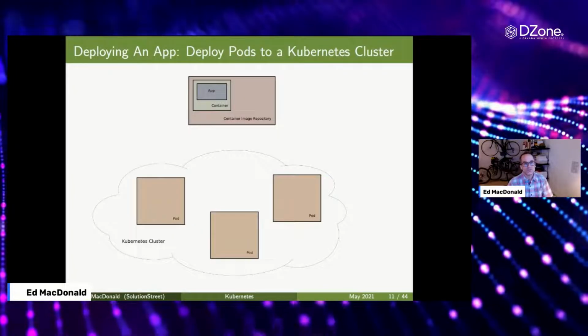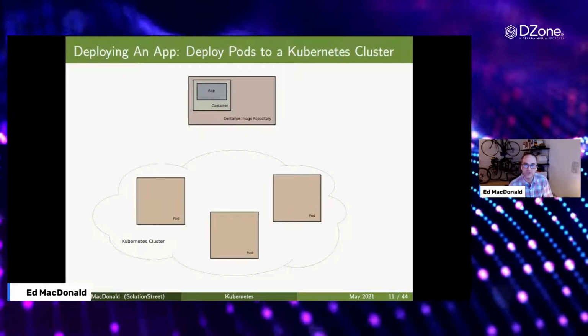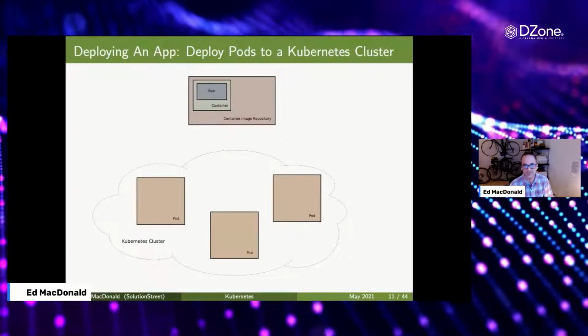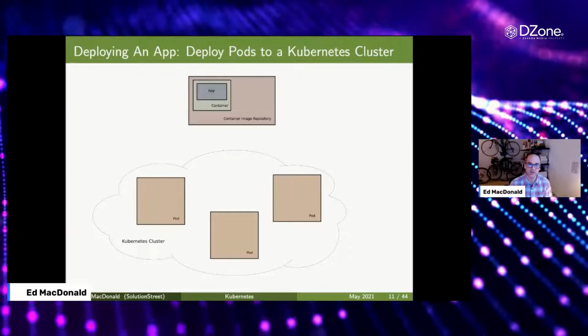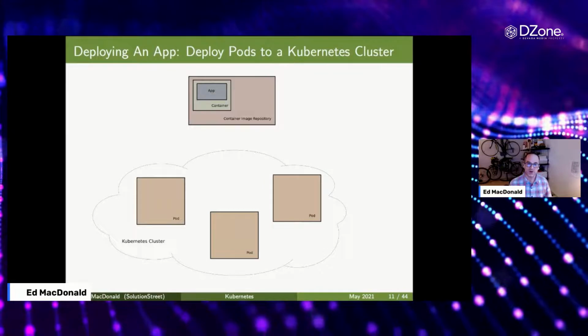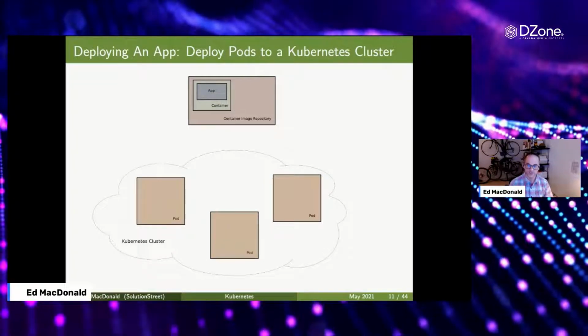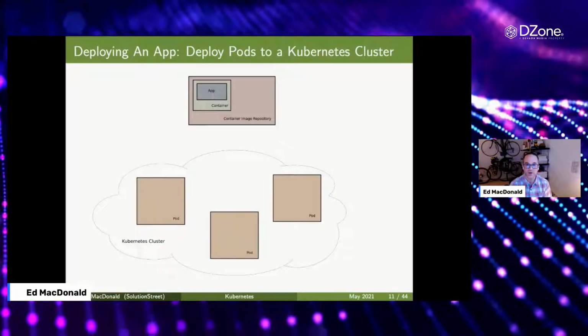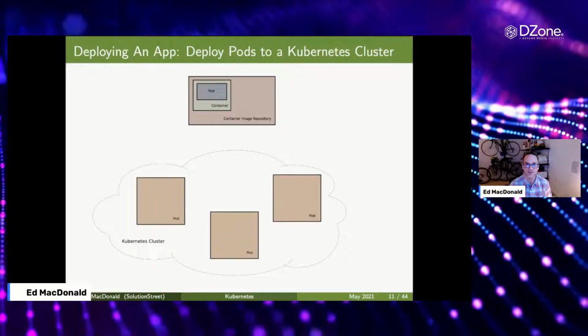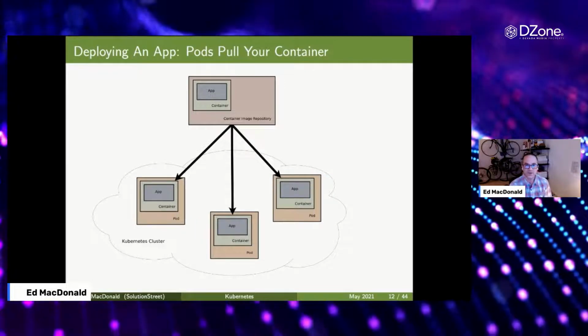And then you use a tool like Helm. I'll talk about that later. I hesitated to mention the name now until I talk about it later. But you have a way of pushing your pods, which are just YAML configuration files, to the Kubernetes cluster. And Kubernetes spins those pods up, and then it pulls your container into each of those pods.